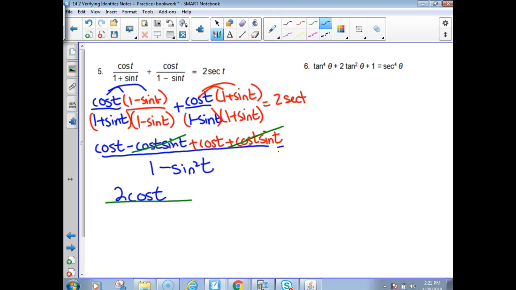Now remember our goal. We're trying to get 2 secant t. So I could trade the denominator, this 1 minus sine squared t, for a cosine squared t.